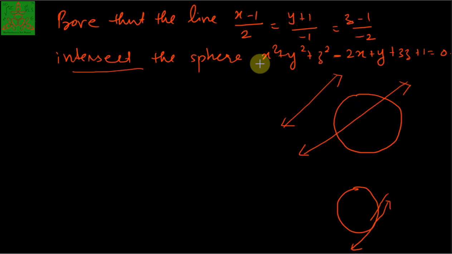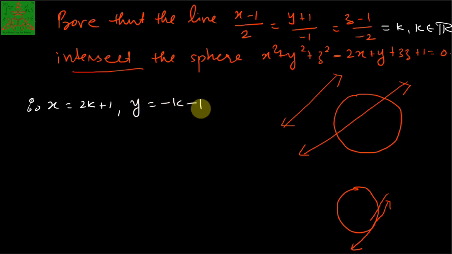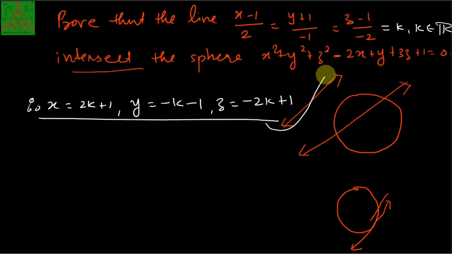So I will take this equal to k for some k belonging to R. That gives x = 2k + 1, by taking (x − 1)/2 = k. The second one is y = −k − 1, and z will be −2k + 1. If this point lies on the sphere, then it must satisfy this equation.